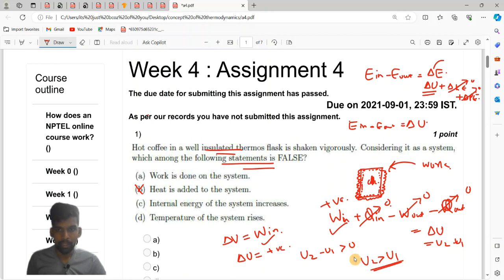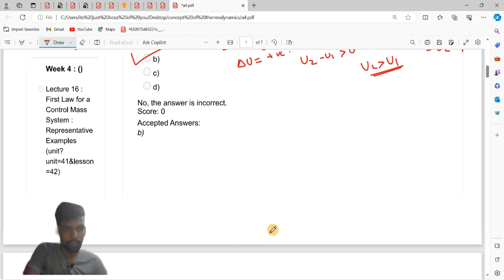And since internal energy is a function of temperature, the internal energy at the final state is greater than the internal energy at the initial state. So we can conclude that the temperature of the system rises. That's how, from this energy equation for the closed system, we can prove that statements A, C and D are correct statements. So the only false statement left is statement B. So B will be our correct answer. I hope you got my point.